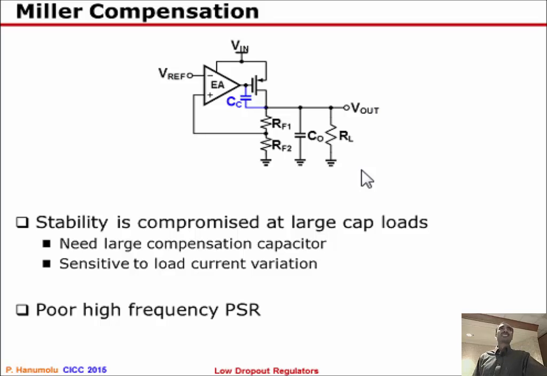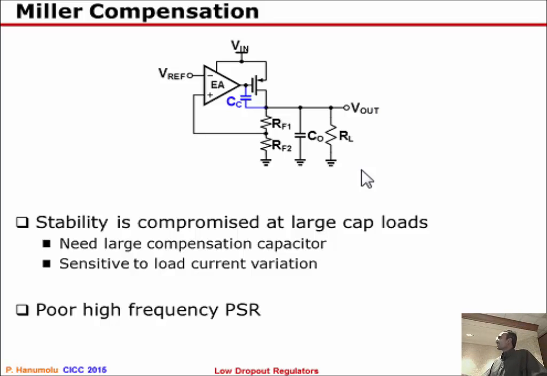But generally, Miller compensation is not very good for multiple reasons. Number one, the stability depends on what kind of load capacitance you have. Right, so if you keep increasing the load capacitance, the second pole moves in, as a result compromising the stability. Right, so in practice, you would want to choose this compensation capacitor to be some fraction, maybe 1/2 or 1/3 of the load capacitance, in order to retain stability across all possible capacitance values. So for this reason, Miller compensation becomes very sensitive to load capacitance and also load current variations.